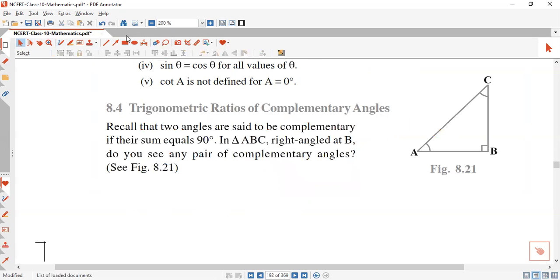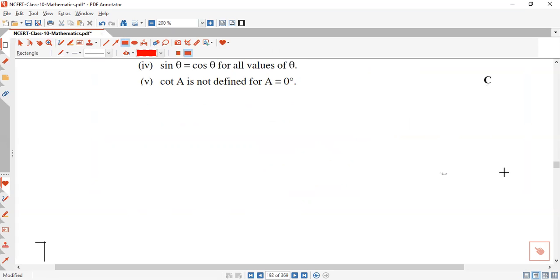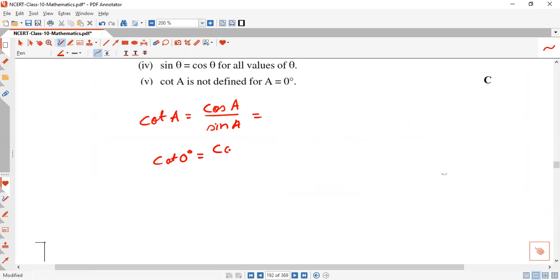Fifth part: cot A is not defined for A equal to 0 degree. Yes, cot A is not defined for angle of 0 degrees, because cot A is a ratio of cos A upon sine A, and cot 0 degree means cos 0 degree upon sine 0 degree. Cos 0 degree is 1 and sine 0 degree is 0. So 1 upon 0. The denominator value is 0, so this value is not defined.